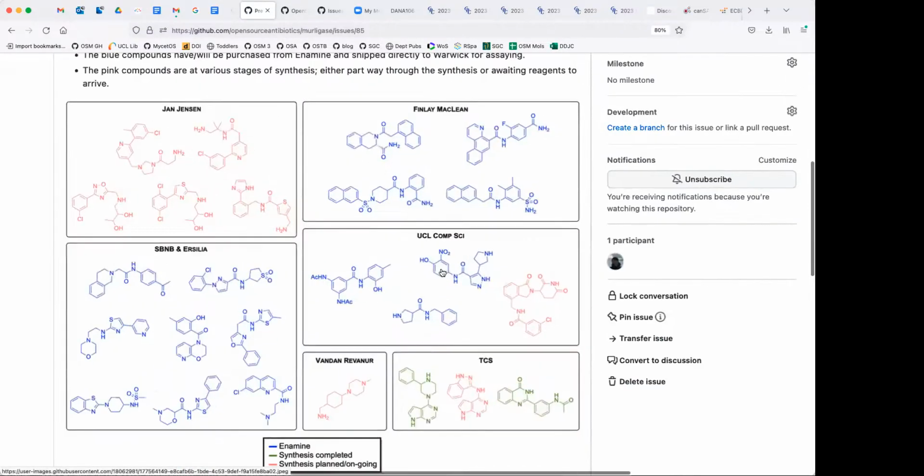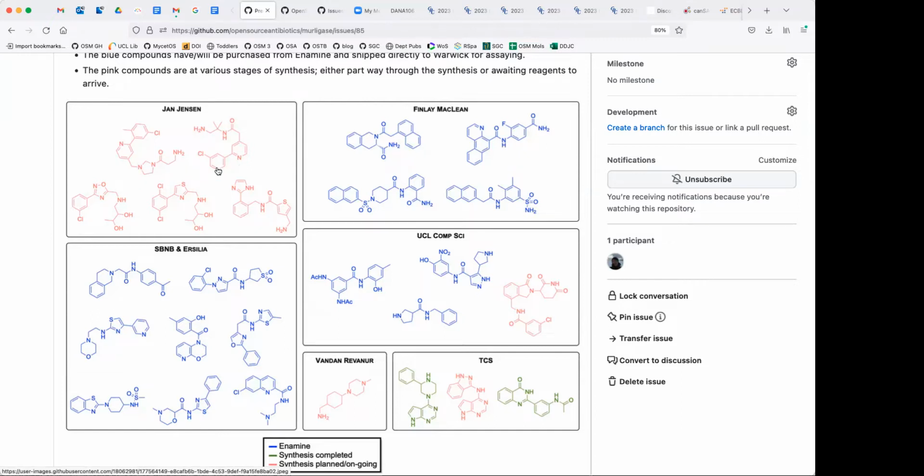Okay, so I think Laura already has 2 of the blue enamine compounds, but the rest of them, I just got an email today saying that they were ready, except for that top right one, which they were having trouble purifying. So we're just gonna leave that one out. In terms of the other pink ones, I've been working on those top 2 in Jan Jensen's box. I've made the right one. I just need to do 1 more purification.